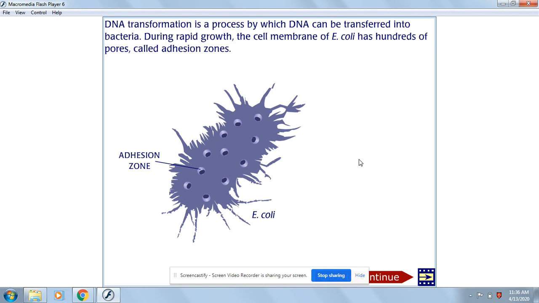But in order to assess the properties of the recombinant molecule, it has to be transformed into a host. If we take the host as a bacterium, it is called bacterial transformation. It's a process by which DNA can be transformed into the bacteria. But it happens only during rapid growth, that is called the log phase of the bacterial cell. As you can see on the screen, it represents the E. coli cell having some specific adhesion zones.